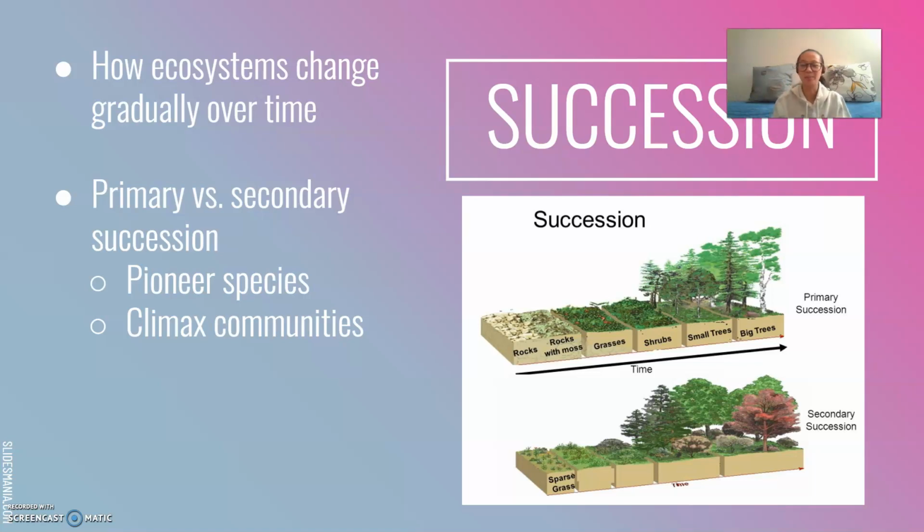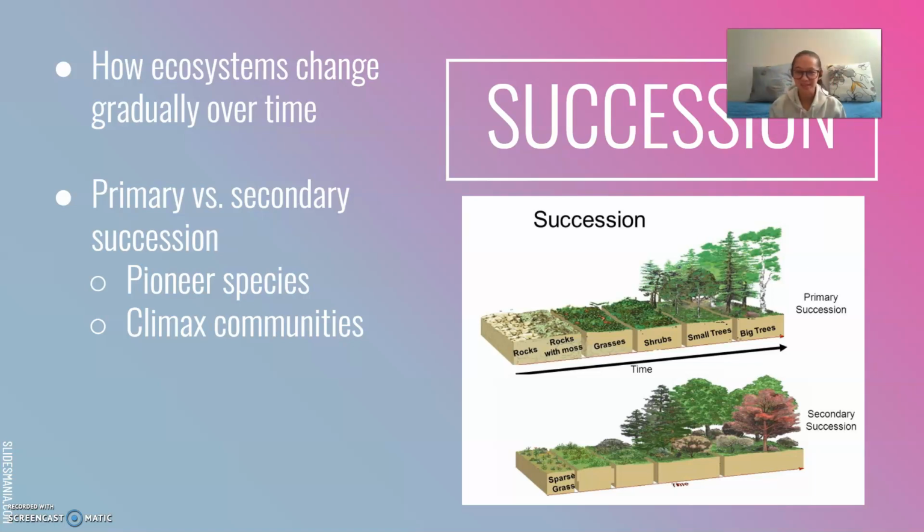Primary is when you start completely from scratch. It's like bare rock, you've got nothing else in terms of living organisms. And then you start with some pioneer species like mosses and lichens. And then eventually you start growing the grasses, the shrubs, the smaller trees, and the bigger trees, right? So bigger and bigger things.